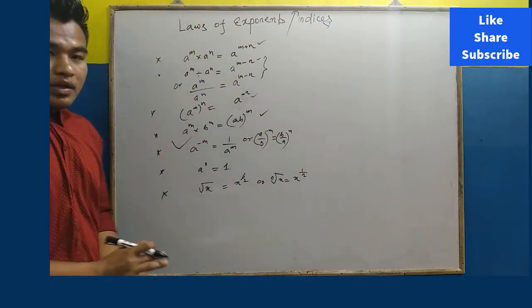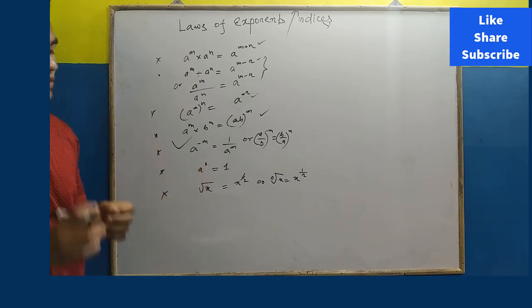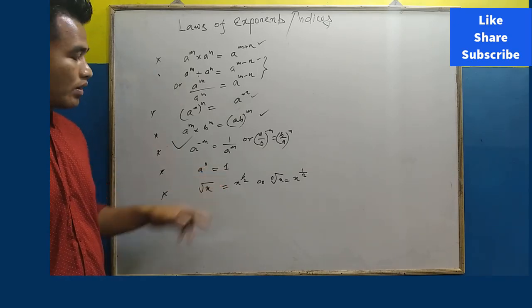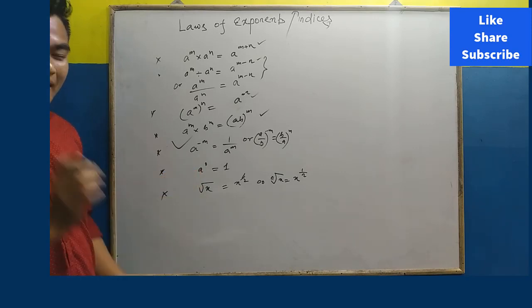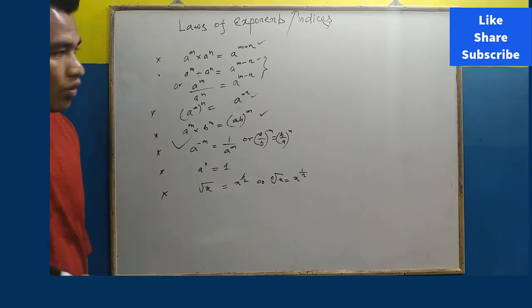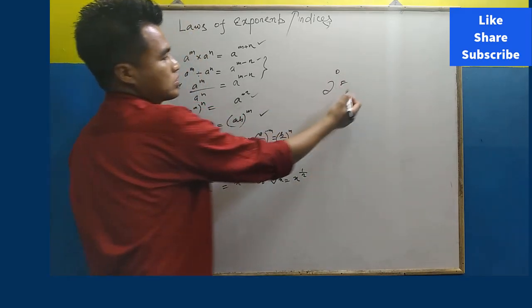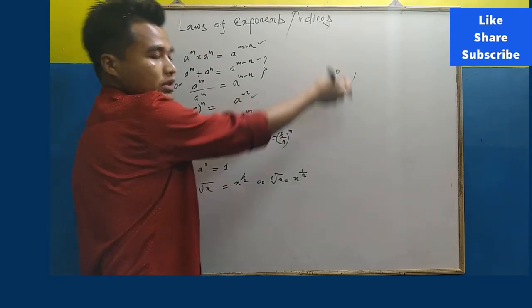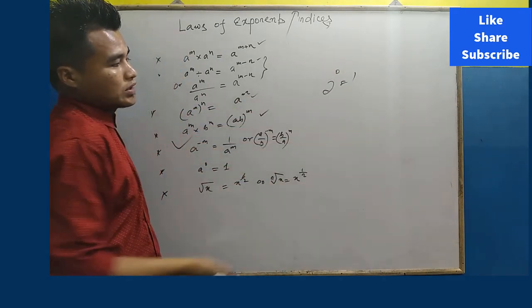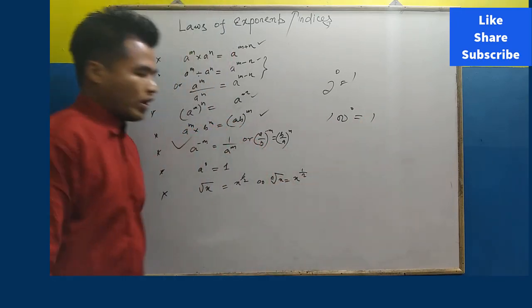Okay. Now the next one is what? A raised to the power 0 is always 1. That means any number raised to the power 0 is always 1. For example, 2 to the power 0 is 1. Any number raised to the power 0 is always 1. It can be 100 to the power 0 also. It is always 1. You have to know.